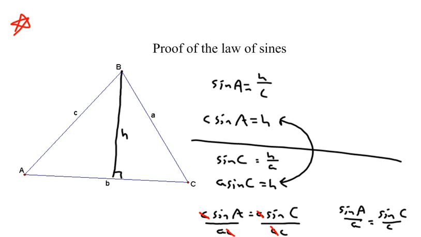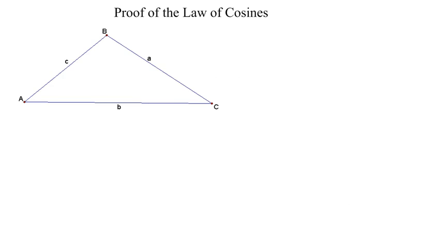Now that one's not so bad, but the proof of the law of cosines is a little trickier. So let's see what we can do. So I'm going to start with the same thing, triangle ABC. And same thing, I'm going to draw this perpendicular height in here. And before I start, I'm just going to put a star in the margin because guaranteed this is a test question on your next test.